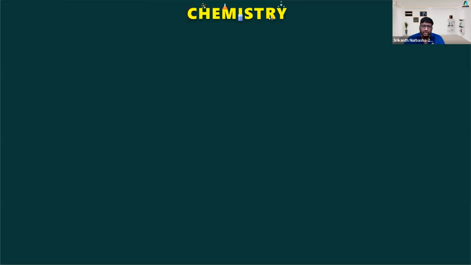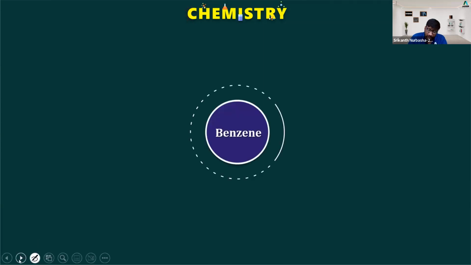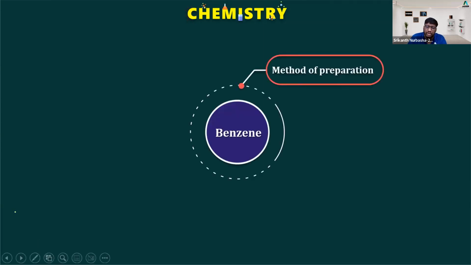Last class we saw alkynes, and today we'll be continuing and completing the next part of hydrocarbons, that is aromatic hydrocarbons, and then we'll proceed with the next topic named haloalkanes and haloarenes. Right? Let us start with the reaction, like aromatic hydrocarbons, mainly about benzene.